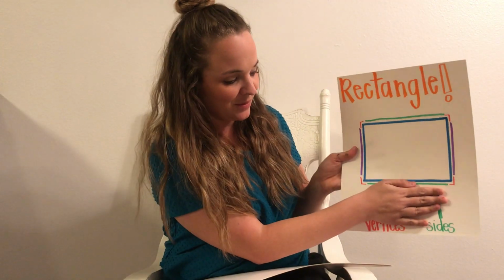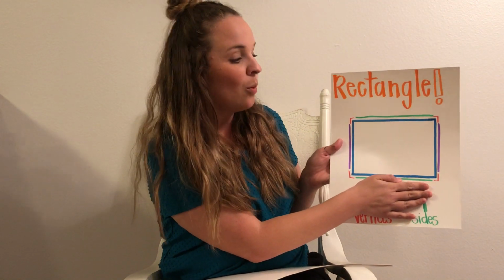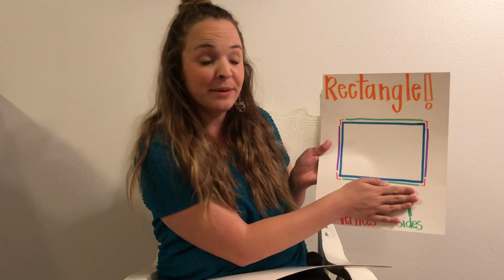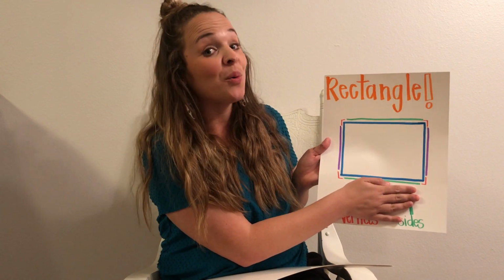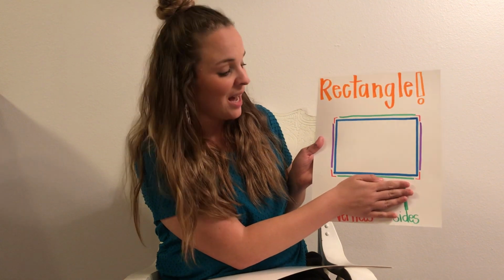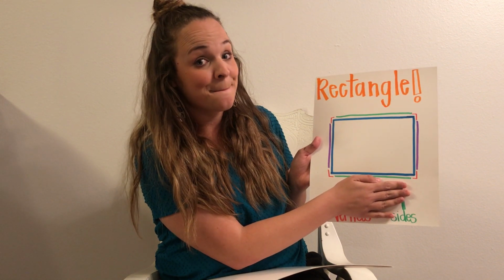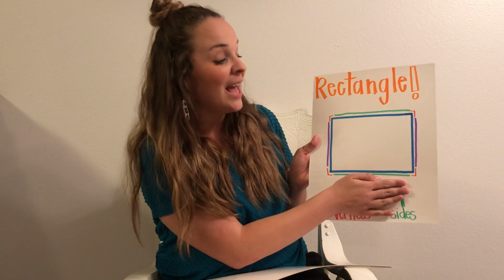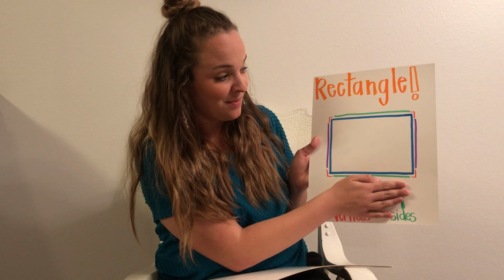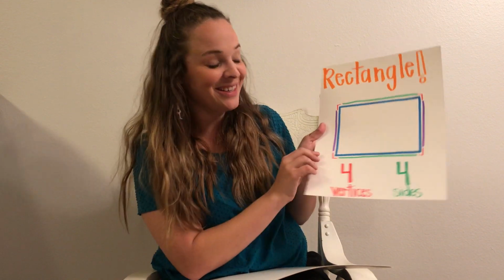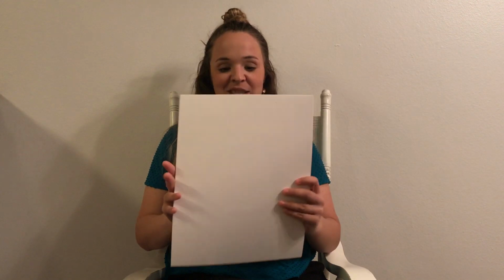Covering it up. No peekies. Okay. What is this shape? Take a look. This is a rectangle. How many sides? 4. And how many vertices? 4. All right. How'd you do? Pretty good? Okay. Let's move on to our next one.